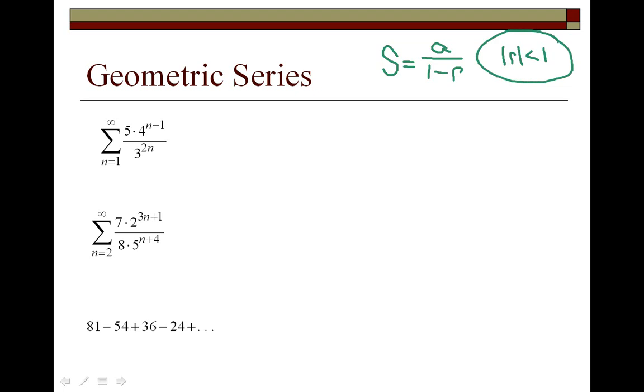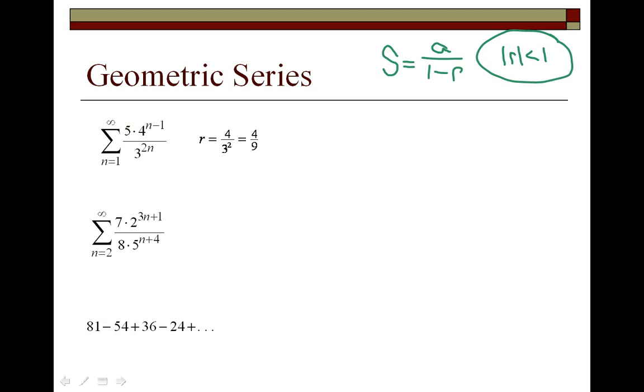So what I'm going to look at right here is the stuff that's raised to the n. I've got 4 to the n over 3 to the 2n. Well, if I look at it, the stuff that's raised to n, I've got basically 4 over 3 squared. So r equals 4/9. Now, since this is less than 1, I know it's going to converge. So I'm going to go over and figure out what my a value is.